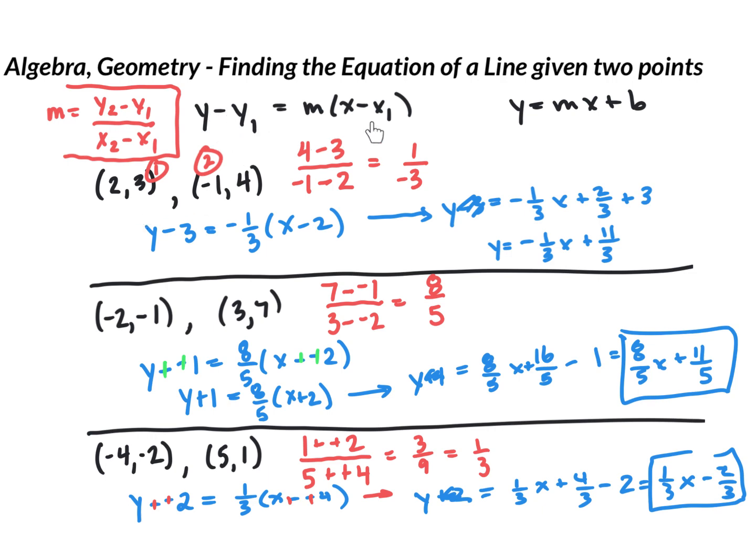But I would really urge you to use this point slope form. It really cleans up nice. You just calculate the slope, the difference in y's over difference in x's. Do that calculation and you've got it.